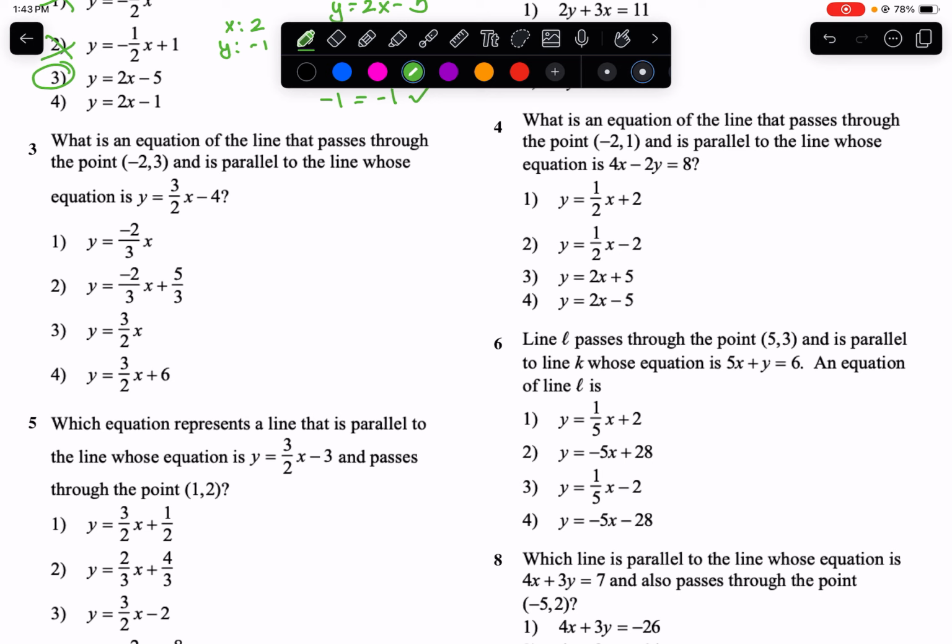Same thing for the next one. So again, parallel, same slope. Eliminate everything that does not have the same slope. And now you can also do it the other way where you're going to solve.